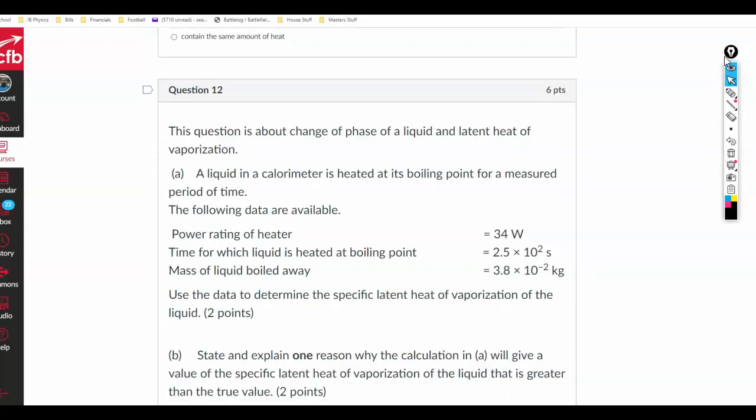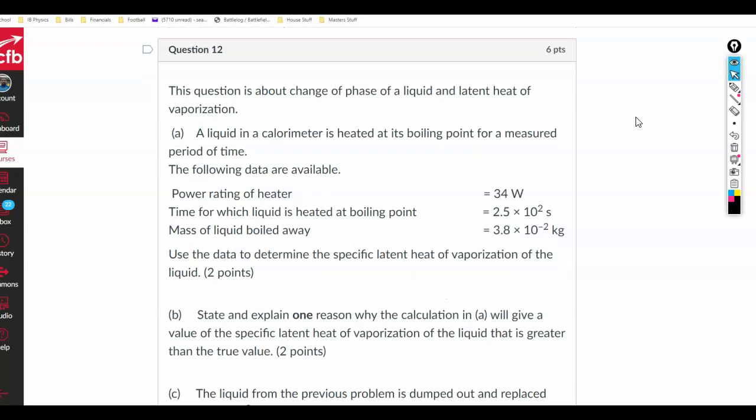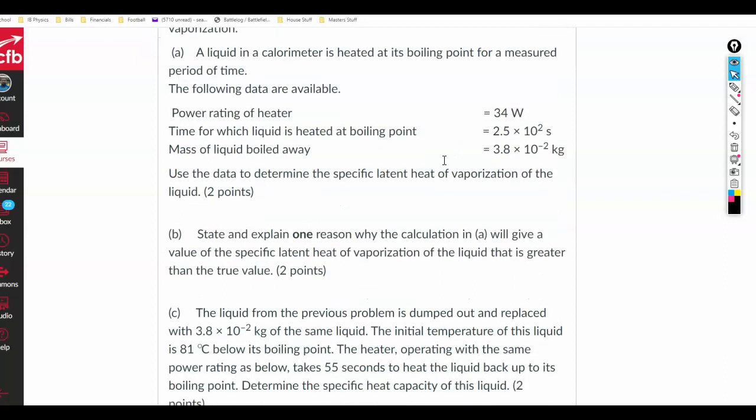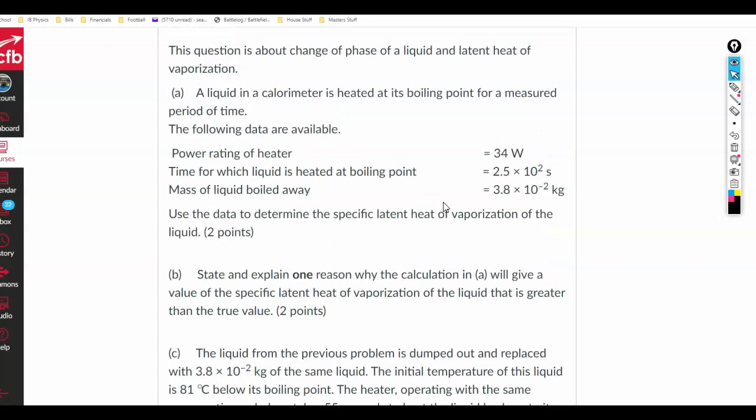All right, so now we get to the free response questions. Question 12 is a 6-point question. It says this question is about change of phase of a liquid and latent heat of vaporization. A says a liquid in a calorimeter is heated at its boiling point for a measured period of time. The following data are available. Use the data to determine the specific latent heat of vaporization of the liquid.